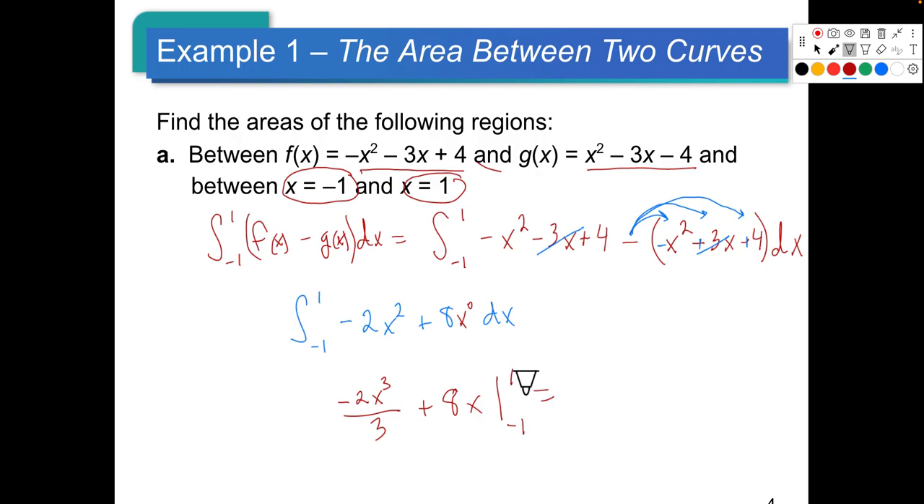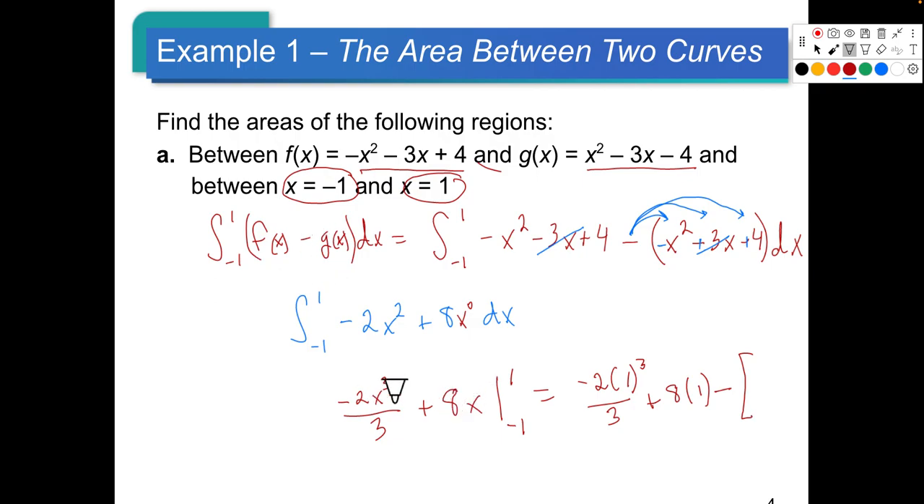We plug in the top one. So that's 1. So we're going to get -2, 1 cubed over 3 plus 8 times 1. And then we're going to subtract what we get when we get the bottom one. So again, whenever we're subtracting, I see this too often, you don't put a parentheses, and so you don't get that negative to distribute all the way through. And a lot of times you can be wrong on that last term because you didn't distribute a negative to it, and it's the wrong sign.